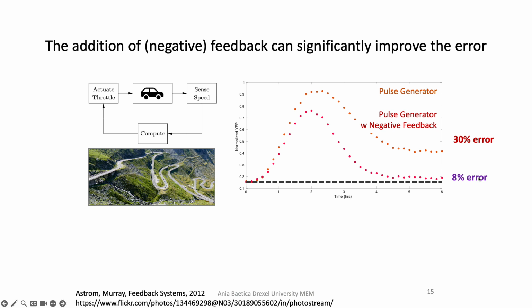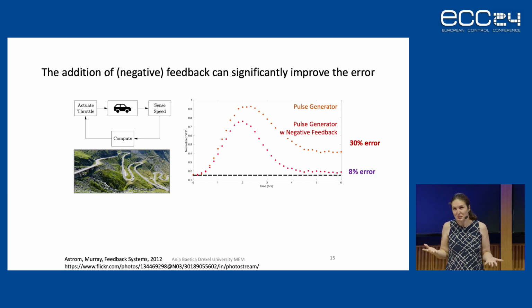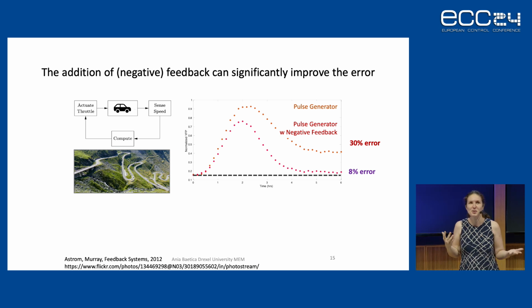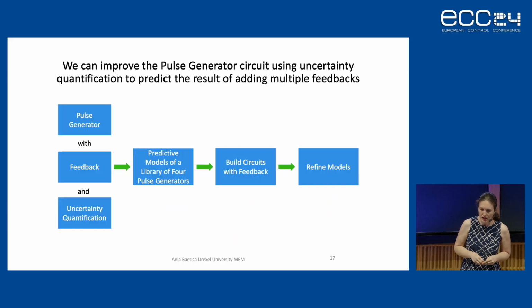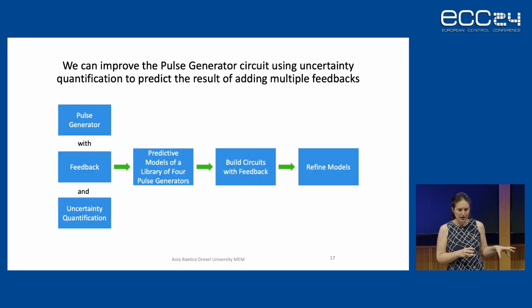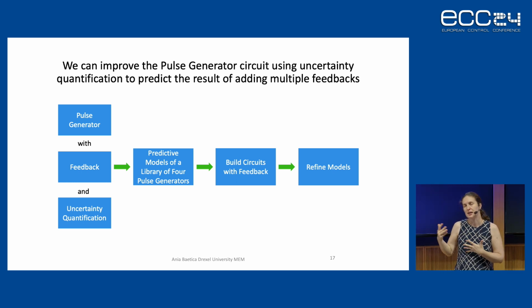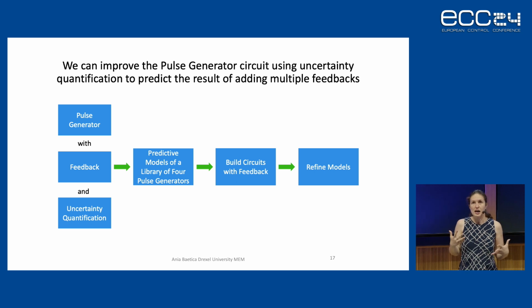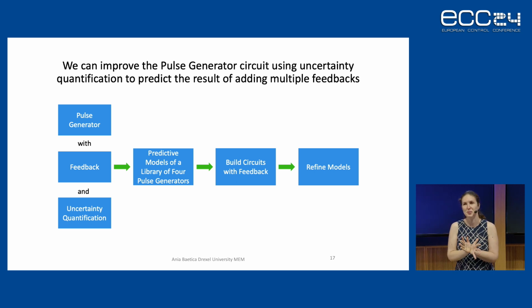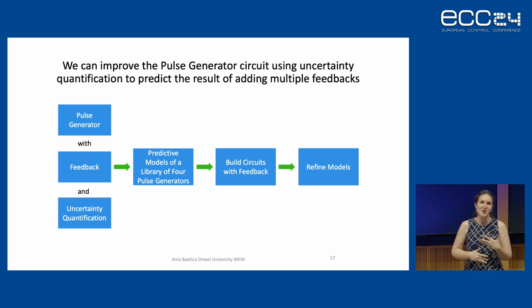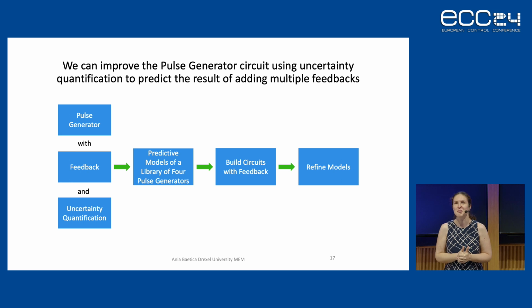And that got us thinking about how can we also mess with the amplitude of the circuit? How can we mess with both at the same time? Let's see what else we can do. So yeah, we would like to improve both the error and the amplitude. So the way that we can improve this pulse generator is using uncertainty quantification to predict the result of adding these multiple feedbacks. A lot of the time, it is our role when we work with people doing experiments to do the modeling and the theory and kind of predict what would happen so that they don't have to go through 1,000 iterations of the same experiment.